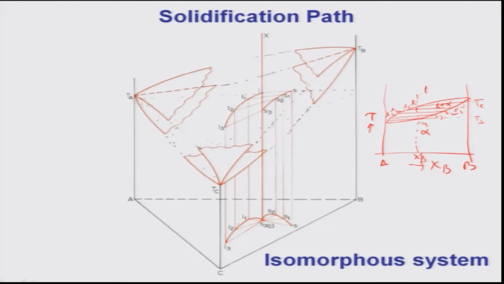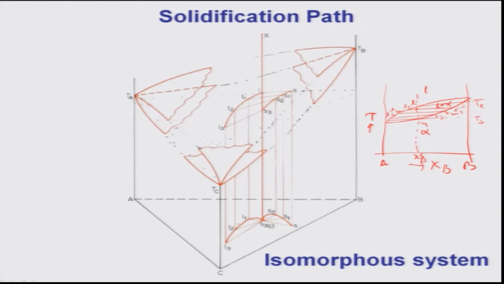That is why in most cases we project onto the triangle, and this is what is known as polythermal sections. Why are they called polythermal sections? Because they are at different temperatures. L and S meet at a temperature, suppose T, L1 S1 at T1, L2 S2 at T2, L3 S3 at T3. Because they are at different temperatures and we are projecting all of them onto this triangle, it is called a polythermal section.